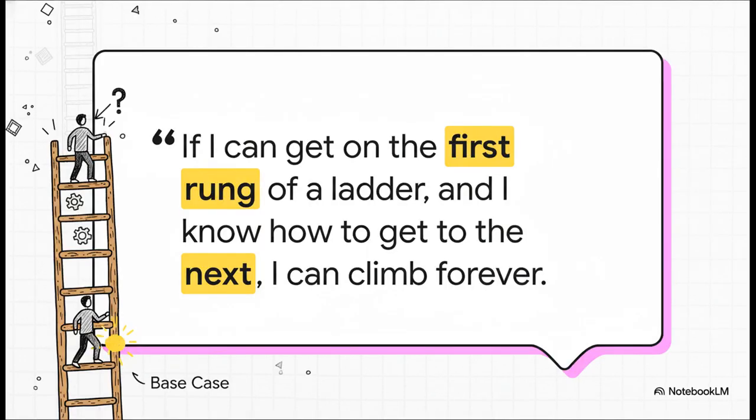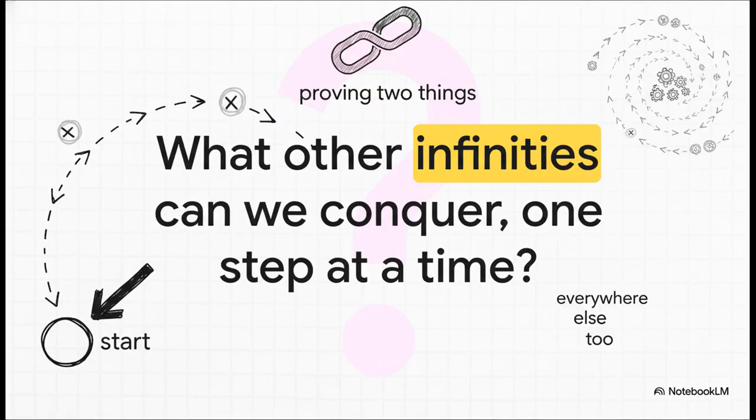You know, if the whole domino thing doesn't quite click for you, try thinking about it like this. The base case is you proving you can get on the very first rung of a ladder. The inductive step is you proving that if you're standing on any rung, you know for sure how to climb to the one directly above it. If both of those things are true, you've just proven you can climb that ladder forever. So the big idea to take away from all of this is that some of the most massive, intimidating, infinite-seeming problems can actually be conquered by proving just two simple things: where to start and how to take the next step. It's a ridiculously powerful idea in math, and maybe, just maybe, everywhere else too.